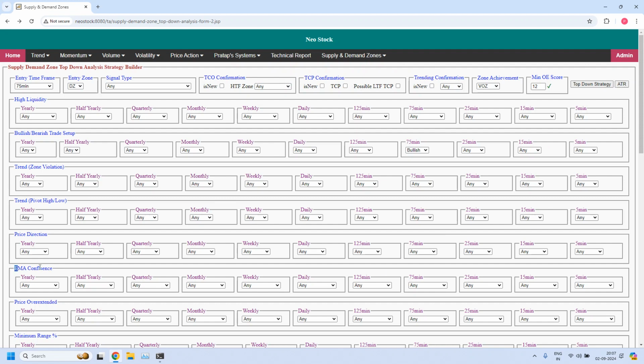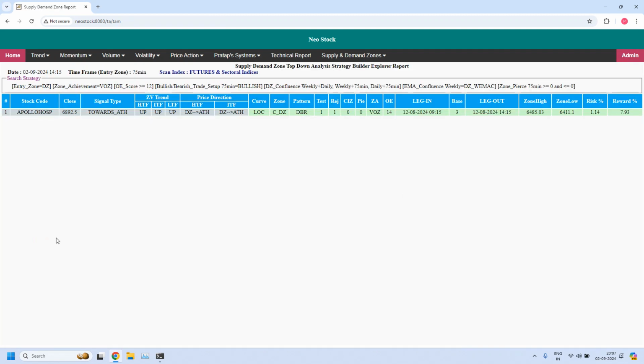So what I am doing in the EMA confluence weekly time frame, I am enabling a weekly demand zone with weekly EMA confluence. Let's filter. So one stock is filtered and the weekly trend is uptrend. Moreover, this weekly zone has weekly EMA confluence. It is a high probability trade setup. And also the 75-minute zone and daily zones are part of this weekly zone. And already this zone is tested and it is a high liquidity daily 75 minutes demand zone.